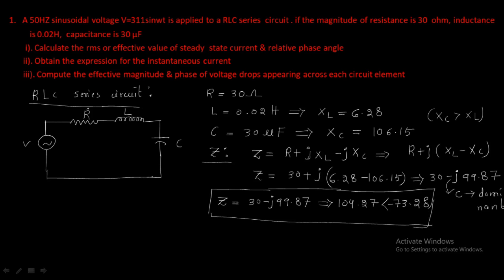So this is the combination of RLC. Whenever there is a resistor and reactive elements, it has impedance. This is the value. First, we will find out the RMS current. Before that, the given supply voltage is V equals 311 sin omega t. From that, 311 is the maximum value. We will get the RMS value as 311 by root 2, which is 220 volts.